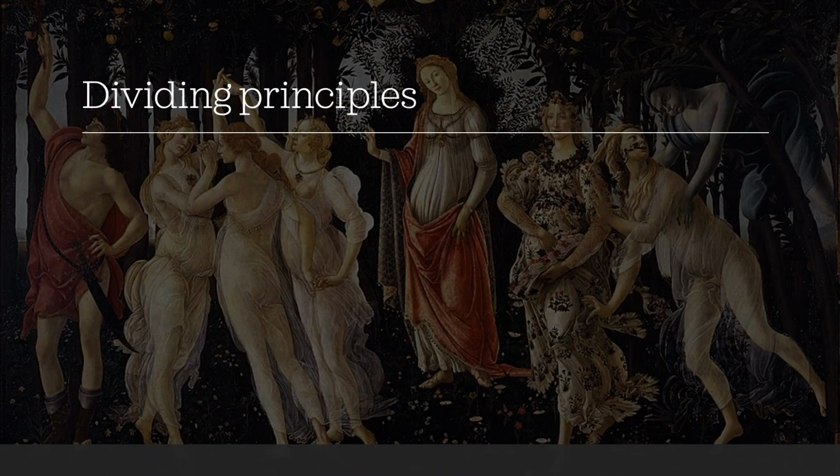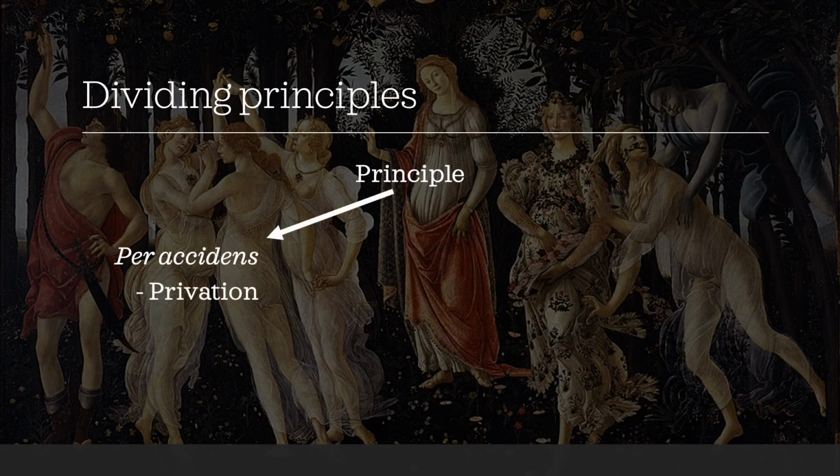Now, there are several ways of dividing these principles. A principle is either per accidens, meaning accidental, or it's per se, meaning essential. So the per accidens principle of nature is privation. That's because a principle is just what's first in some order. A privation is always first in some substantial generation, and therefore it's a principle of substantial generation, but non-being or privation doesn't actually bring about the generation, and therefore it's a per accidens principle. On the other hand, the per se principles are matter and form.